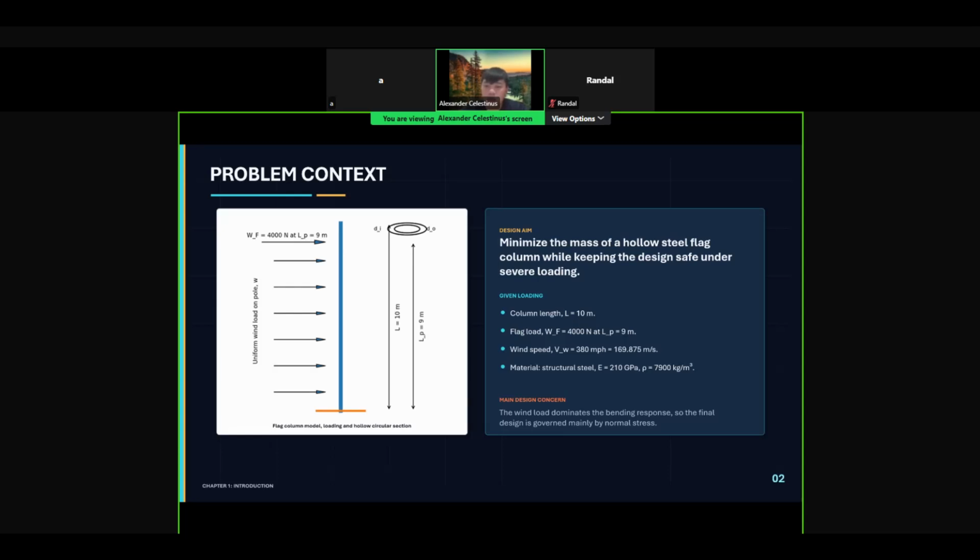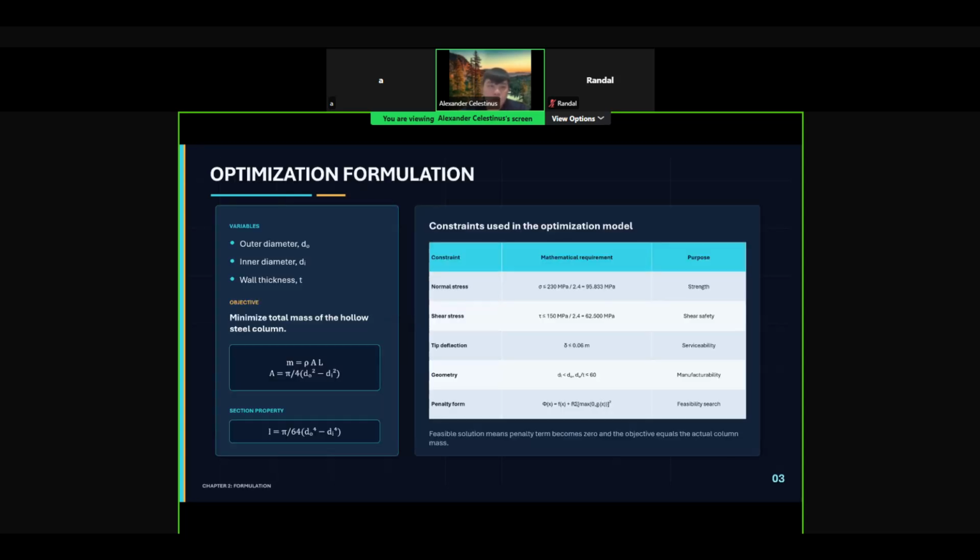And our main design concern is the wind load dominates the bending response. So the final design is governed mainly by normal stress.